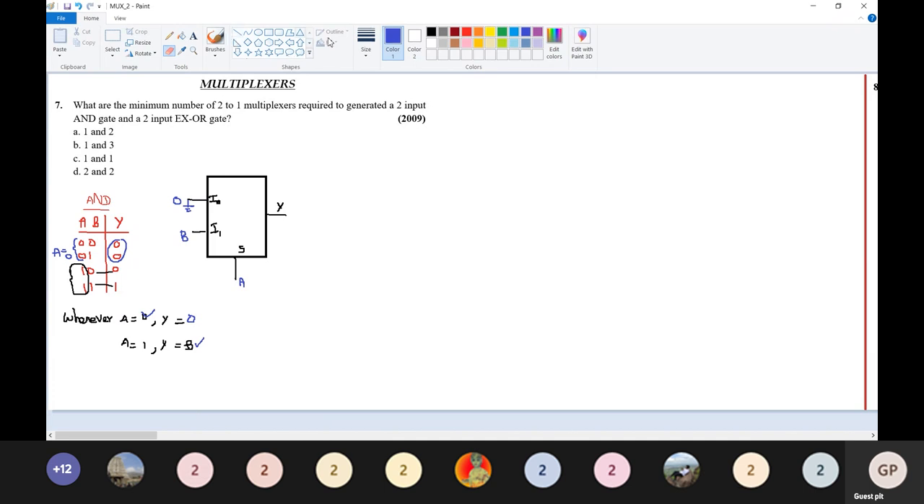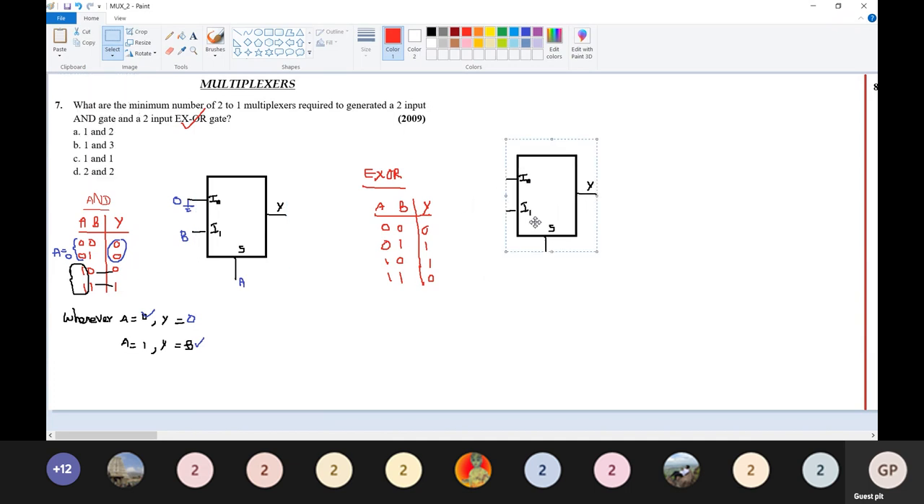Got it. Next, we'll do the same for the XOR. For the XOR truth table, similarly, A, B, and output Y: 00, 01, 10, 11. The truth table of XOR outputs is 0, 1, 1, 0.